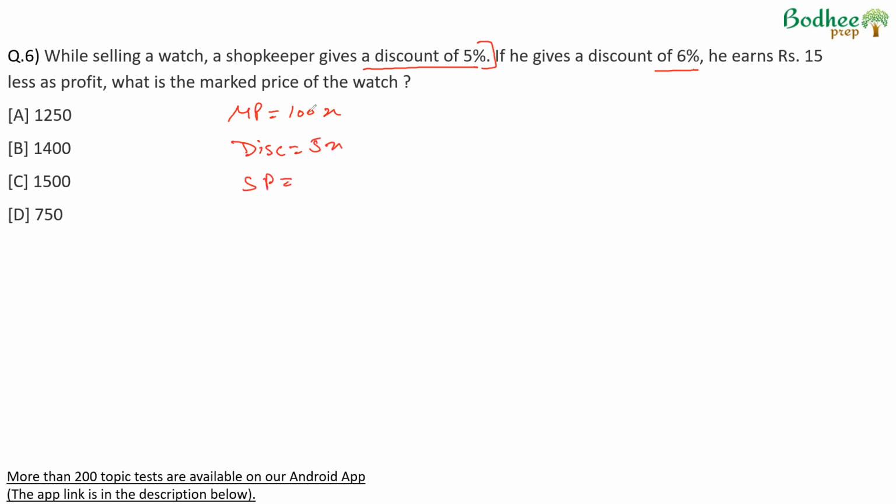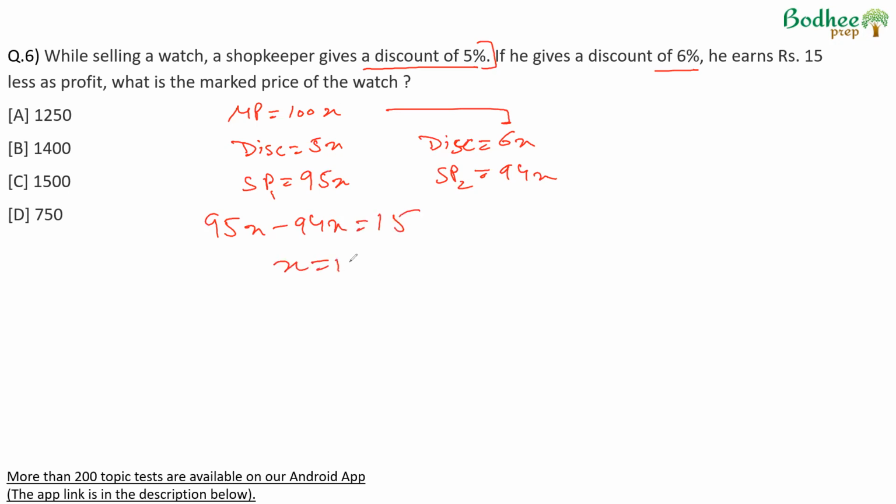So the selling price will be 100 minus 5, which is 95x. In the second case, the discount is 6% of 100, which is 6x. So the second selling price will be 100 minus 6, which is 94x. Clearly, the difference in selling price will be the difference in earning as well. And therefore, 95x minus 94x will be 15, which means x is equal to 15.